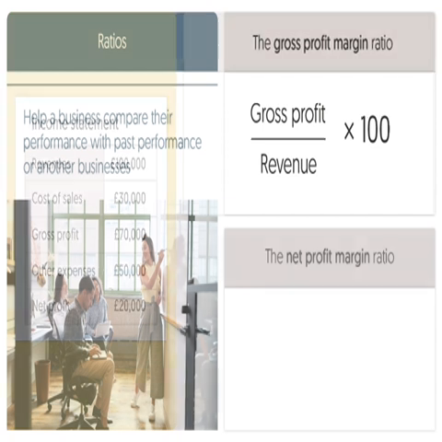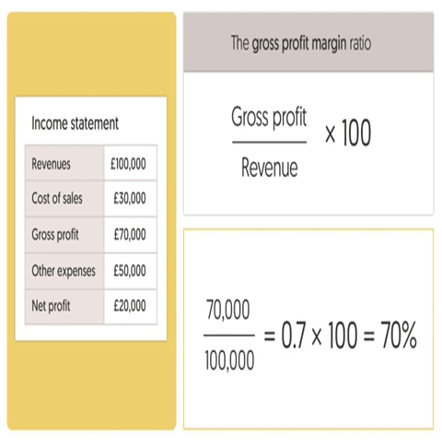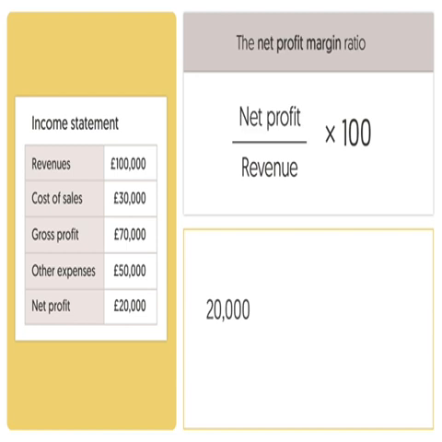Looking at the previous example, the gross profit margin would be £70,000, which was the gross profit, divided by £100,000, which was the revenue. This would give you 0.7, so times this by 100 to give a percentage, which would be 70%. The net profit margin would be the net profit of £20,000 divided by £100,000, and again multiplied by 100, which would give you 20%.